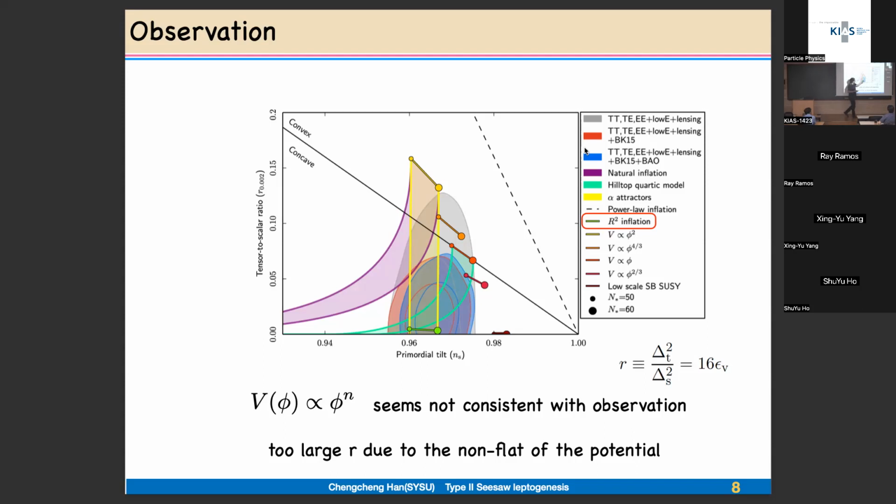Here I want to mention that if the potential V is proportional to phi squared, which people always use, this quadratic potential actually is not preferred. I guess it is here or somewhere. You can check this. This kind of potential seems not consistent with observation. We don't know why. But this kind of model predicts too large r, which is not preferred. So inflation seems not so easy.